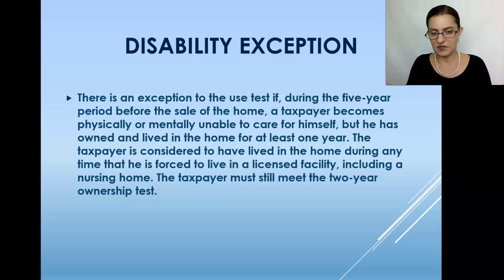And I'm going to give you an example of this because I know it's kind of hard to wrap your head around it. But if the reason why the taxpayer moved out, so he's not using the home anymore, is because of a disability or some physical ailment or a mental disability, then as long as they lived in the home for at least a year and owned it for at least 2, then they're still allowed to take the full $250,000 exclusion if the reason why they moved out was because of a disability.